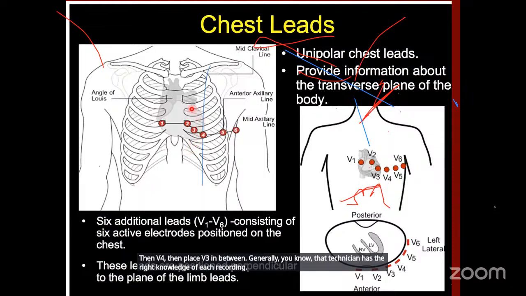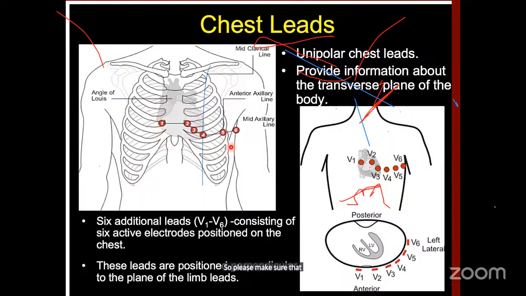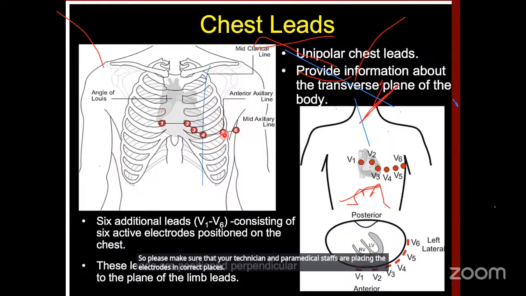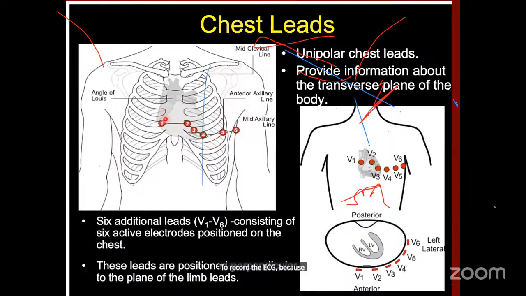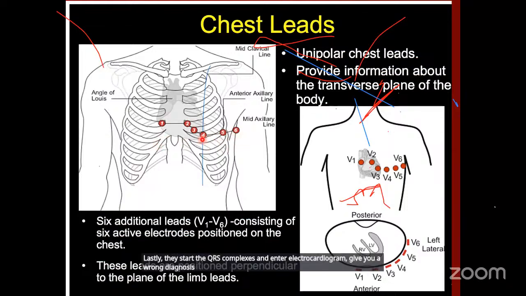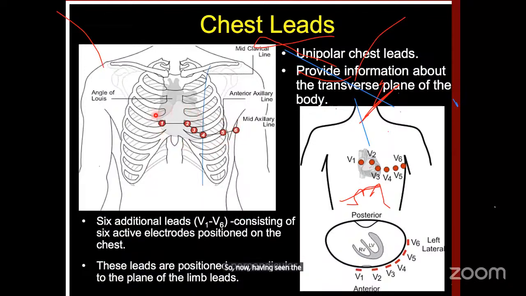So please make sure that your technician and paramedical staff are placing the electrodes in the correct places to record the ECG, because placing these electrodes one space above or below grossly distorts the QRS complexes and the entire electrocardiogram, and gives you a wrong diagnosis and plan of management. Now, having seen the 6 chest leads, let us see how these 6 leads are going to give me the information about the surface of the heart.